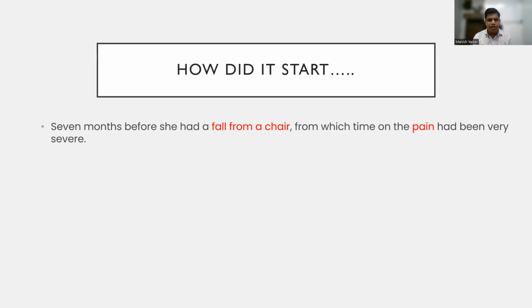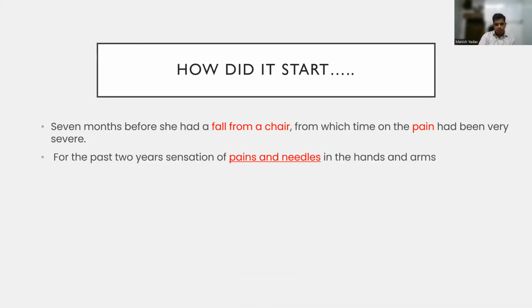So, when I was reading it, I thought, maybe Bellis perennis has to be given. If it was my patient, I would have just started with Bellis perennis. Let's see what he says. Few more symptoms: for the past 2 years, sensation of pins and needles in hands and arms. Now, this is very important here. So Bellis perennis will be required because an exciting cause is needed, maybe.